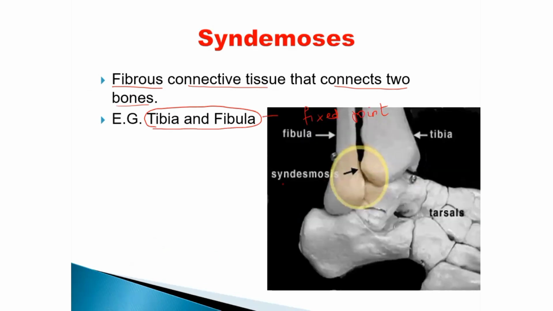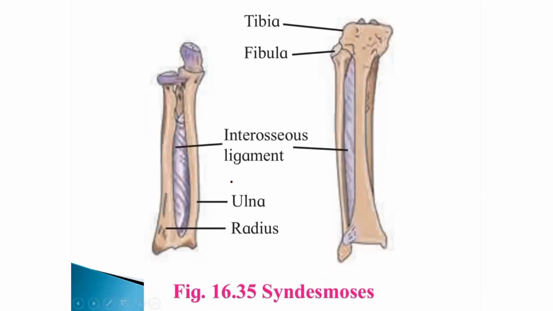So here what you can see is syndesmosis. The gap in between is filled up by interosseous membrane. So look at this. This is tibia, the big one, and fibula. Then we have interosseous ligament that is holding the part.